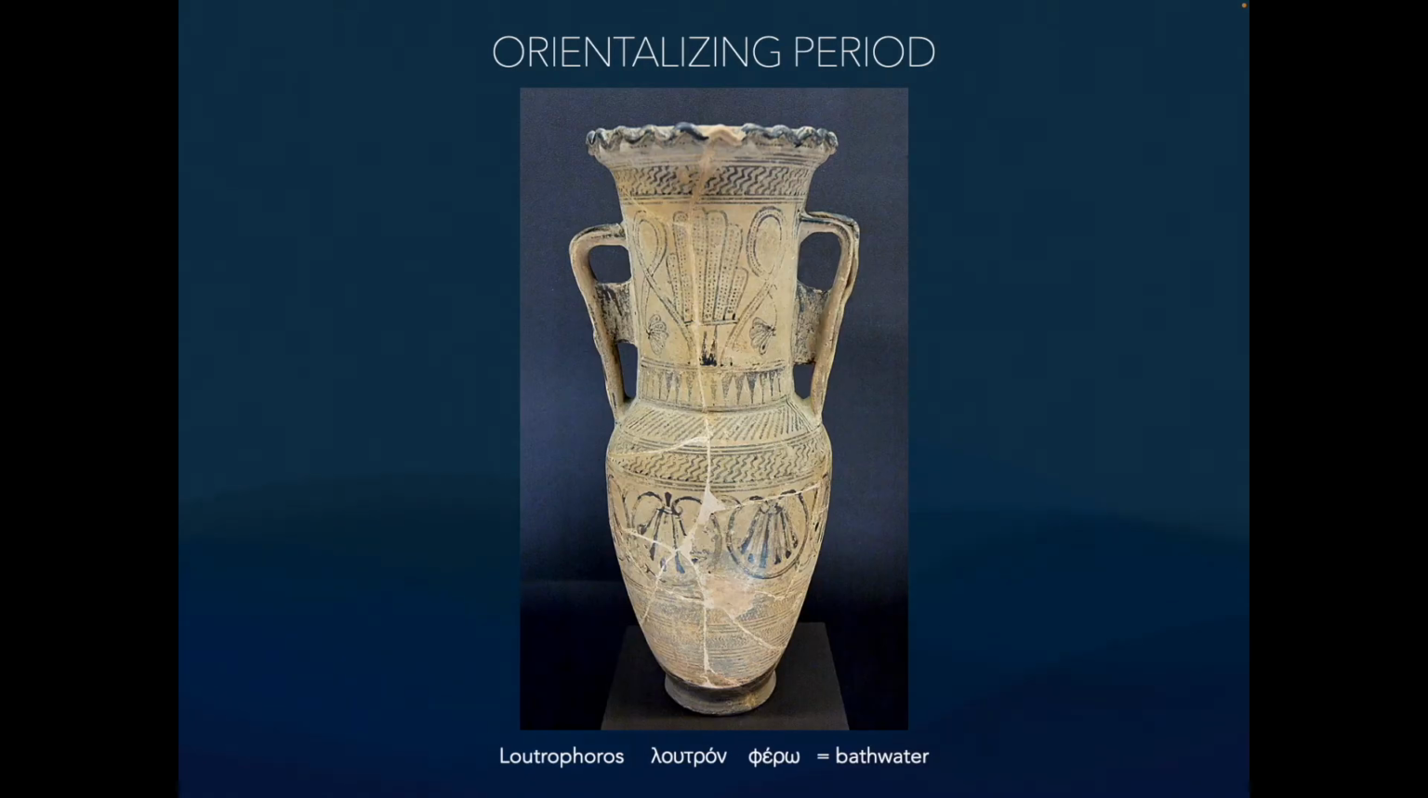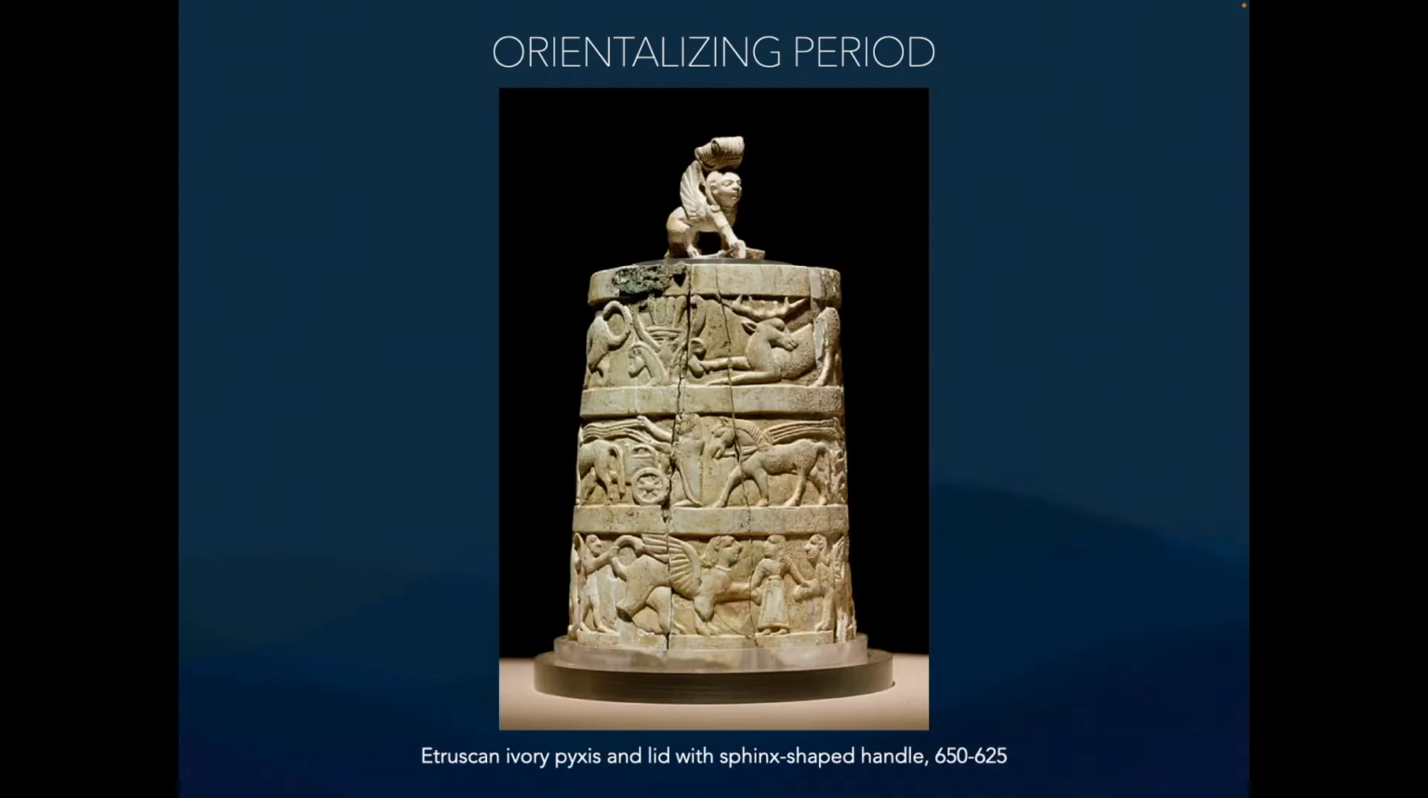Okay, so not a lot is really happening during this Orientalizing period of a lot of note. We have geometry kind of starting to fall away. We have more of these Oriental style, these Eastern styles of decorations. This is called a pyxis, and lid with a sphinx-shaped handle. That's really cool.